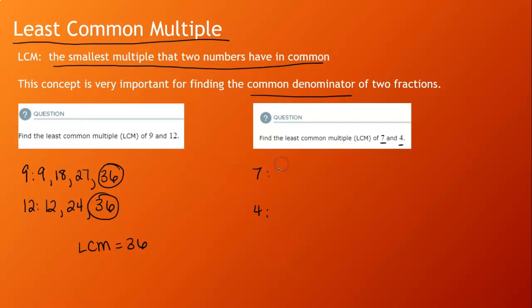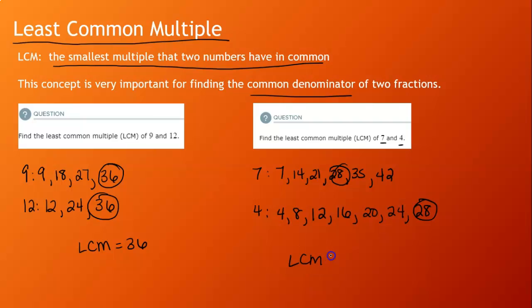Welcome back. You should have started counting by 7. So 7, 14, 21, 28, 35, 42, and so on. I might have enough, might not, but let's try the 4s now. 4 times 1 is 4, 4 times 2 is 8, 4 times 3 is 12, 4 times 4 is 16. Nothing matches yet, so I keep going. 4 times 5 is 20, 4 times 6 is 24, 4 times 7 is 28. Ding, ding! My least common multiple of 7 and 4 is 28.